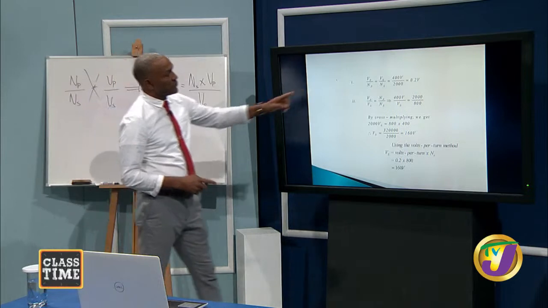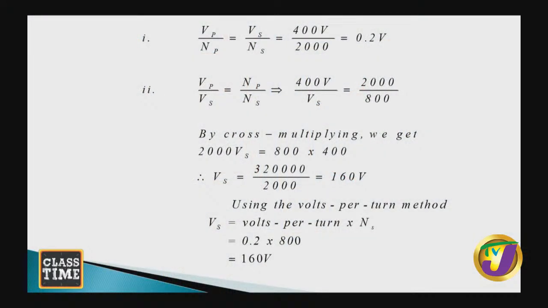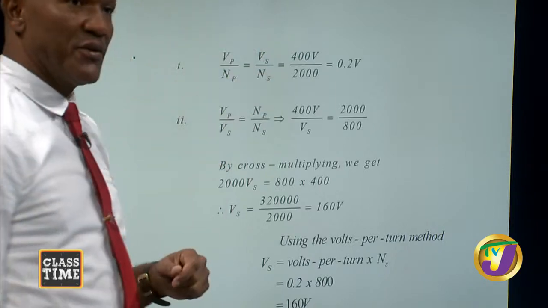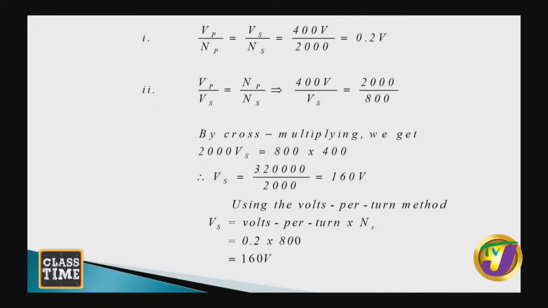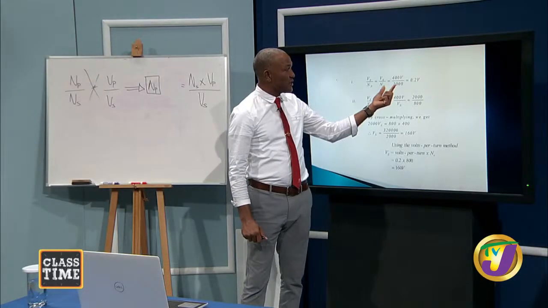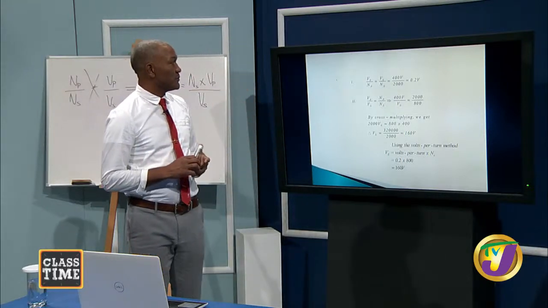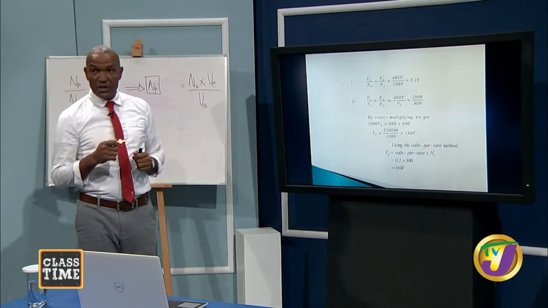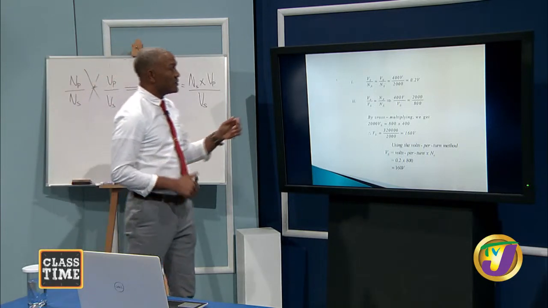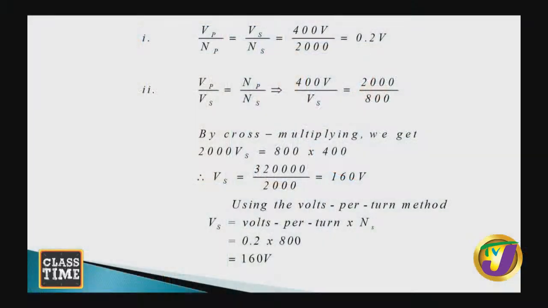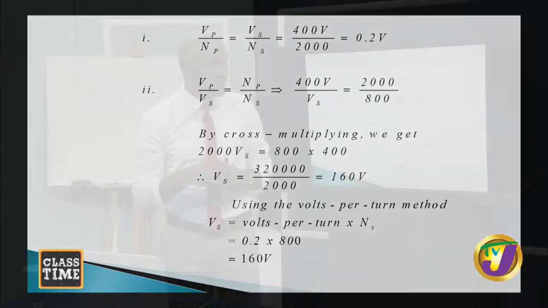Vp over Np, which is called volts per turn. But this volts per turn is for your primary, and it is the same as the volts per turn for your secondary. What's the voltage in the primary? The voltage in the primary was 400 volts. What's the number of turns in the primary? 2000. And that becomes 0.2 volts. So for each turn in the transformer, we would get 0.2 volts. Transfer this to your secondary, it would be the same, 0.2 volts.